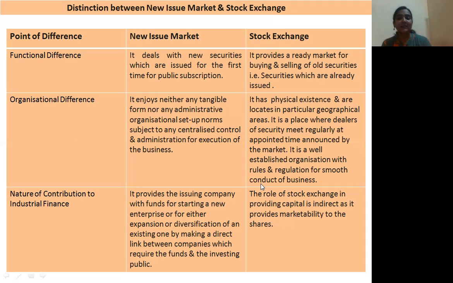The purchasing and selling of shares becomes easy because of stock exchange. Suppose you have purchased a certain number of shares and tomorrow you can easily sell them to any other person through any kind of stock exchange. So the contribution of stock exchange towards industrial finance is indirect, but the contribution of new issue market towards industrial finance is direct.